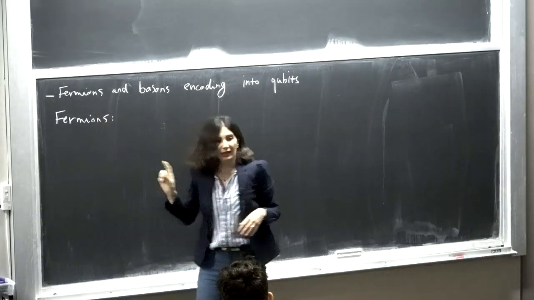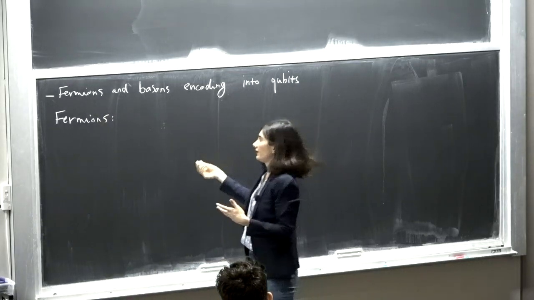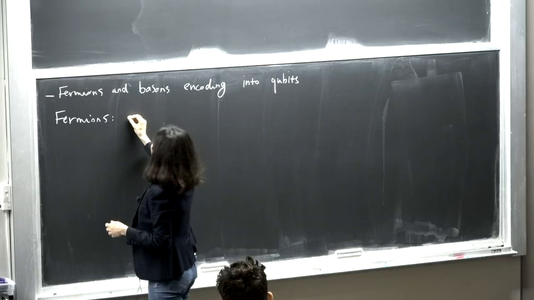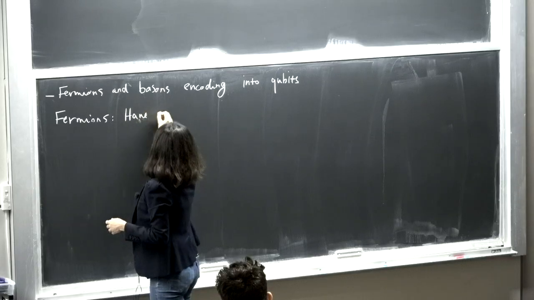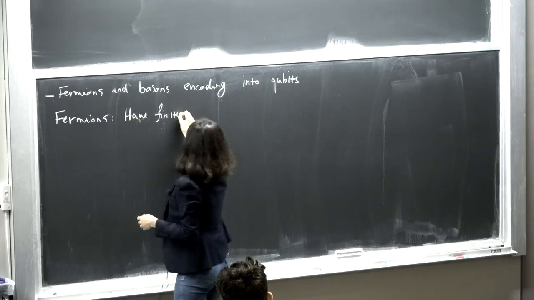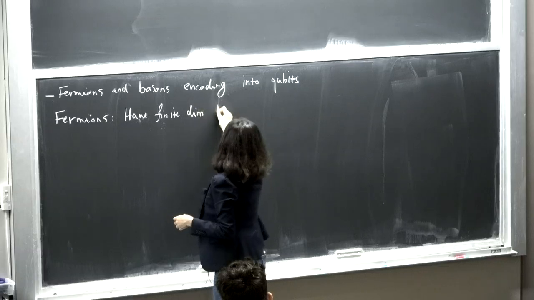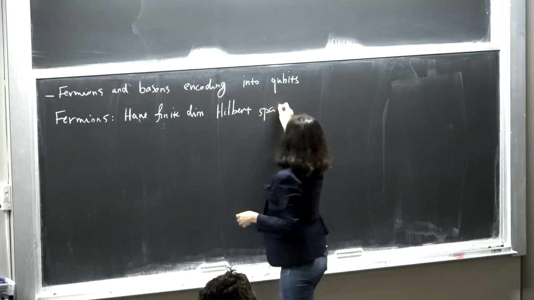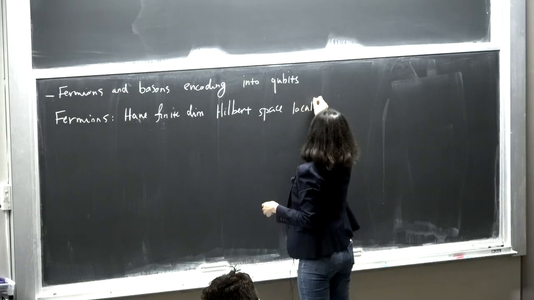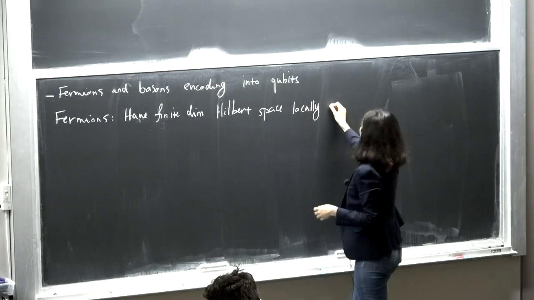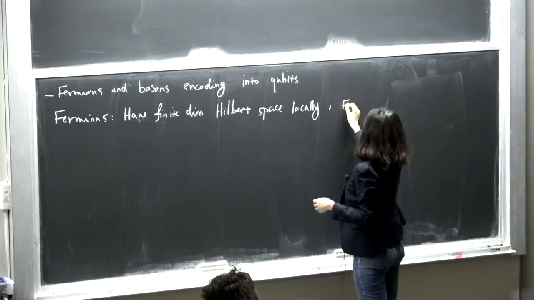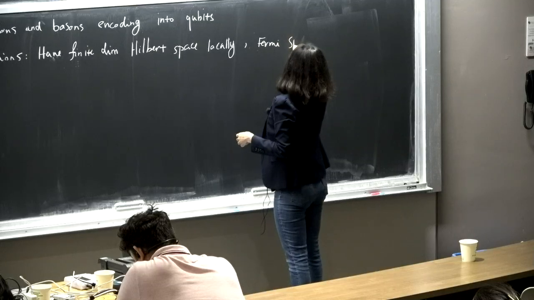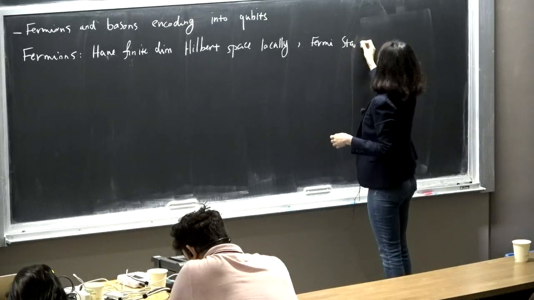Well, there are 2 features that are very unique about fermions, and they're related, obviously. Fermions have finite dimensional Hilbert space locally. And they also have Fermi statistics.